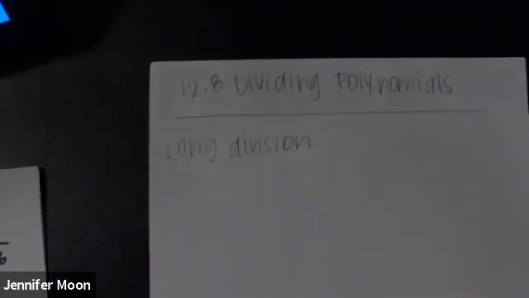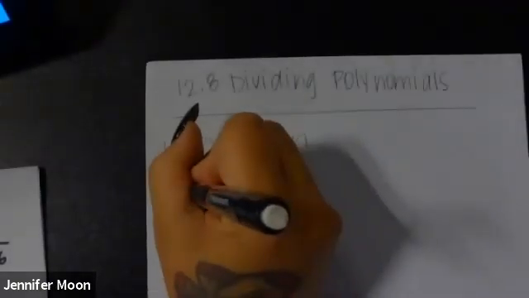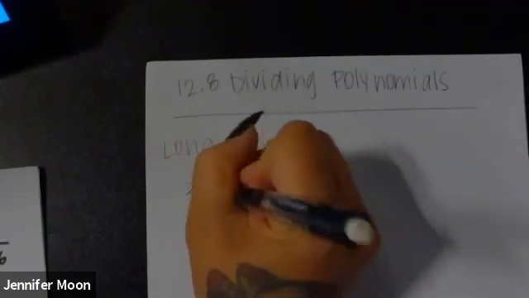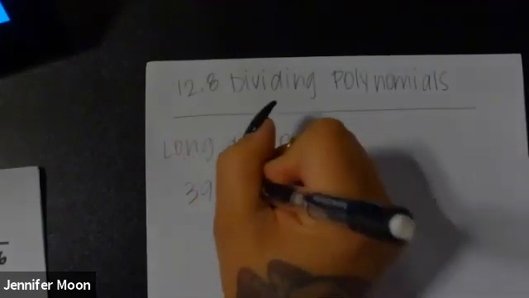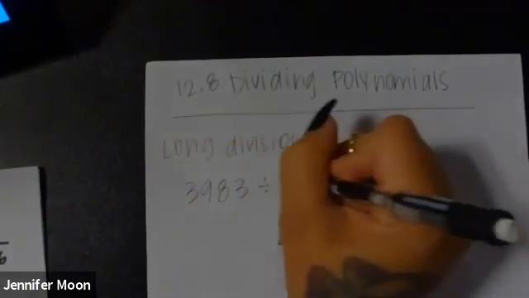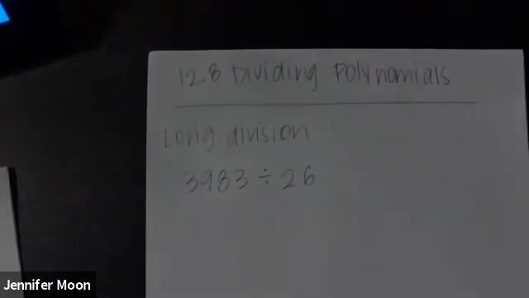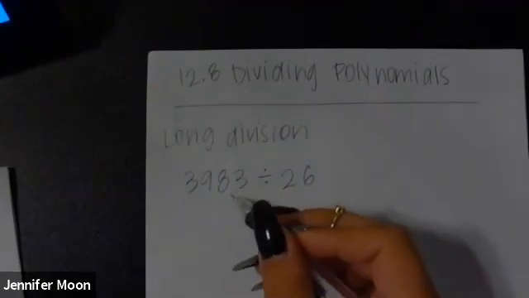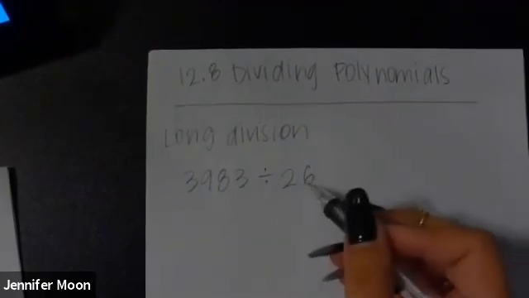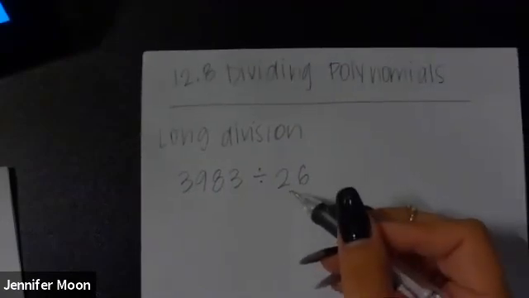So this is literally just a review, right? Say that you saw a problem and it was 3,983 divided by 26. So the 3,983, that would be my dividend, and it's being divided by 26. This would be my divisor. Okay.